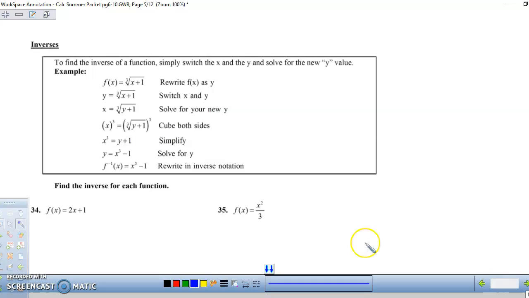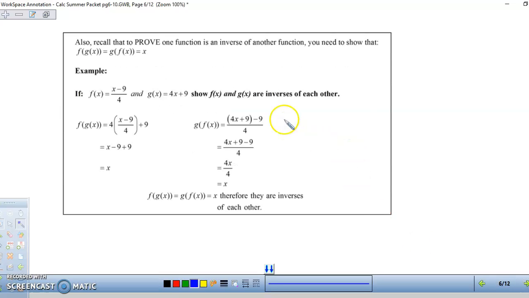Okay, inverses. So easy enough. All you do is you switch your x and your y. And I think this is a really good example here. But you switch your x and y. So officially f of x is the y value. And then you have the x, switch places. And then you undo everything to solve for y. And that ends up being your inverse function. So this is a really good example. You can do that here yourself.